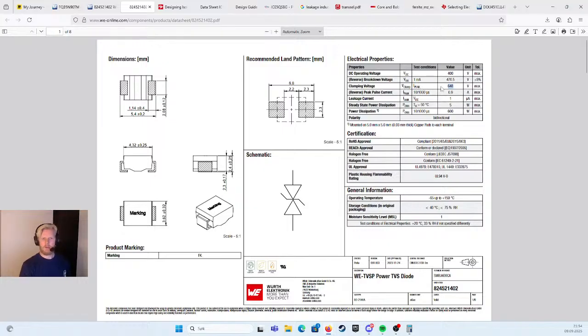Yeah, so that's the clamping voltage, 648. Reverse peak pulse current. Power dissipation, 600 watt. Oh Lord. Wait a minute. Cannot be bidirectional.